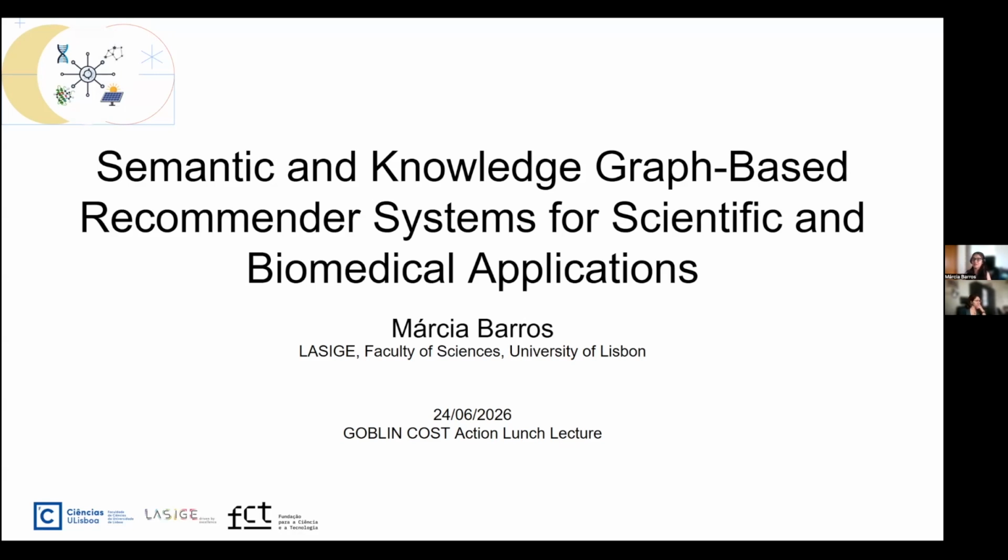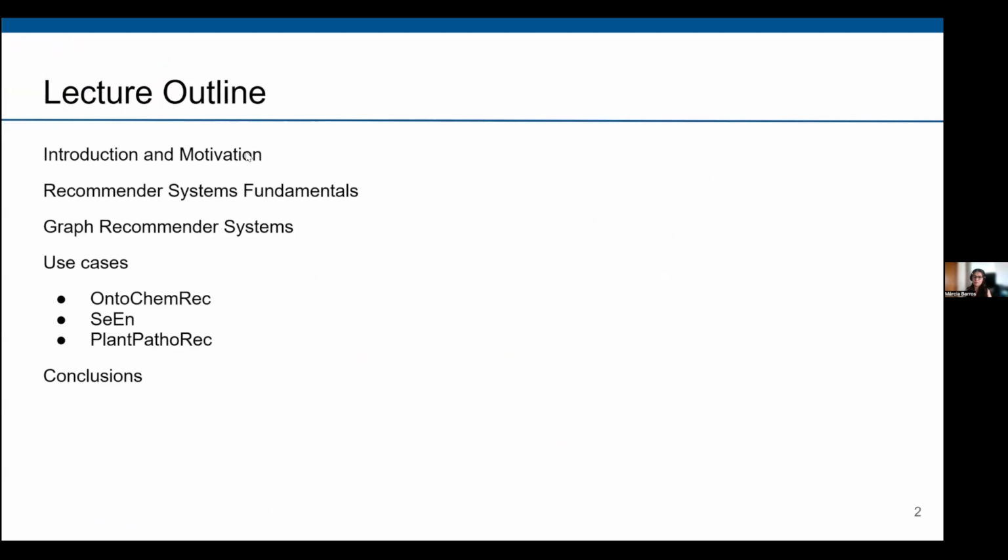I'm going to talk a little bit about knowledge graphs and recommendation systems, specifically for scientific and biomedical fields. So the outline of the lecture is a small introduction and motivation. Then I will present the fundamentals of recommender systems, graph recommender systems, and then I will talk a little bit about some use cases.